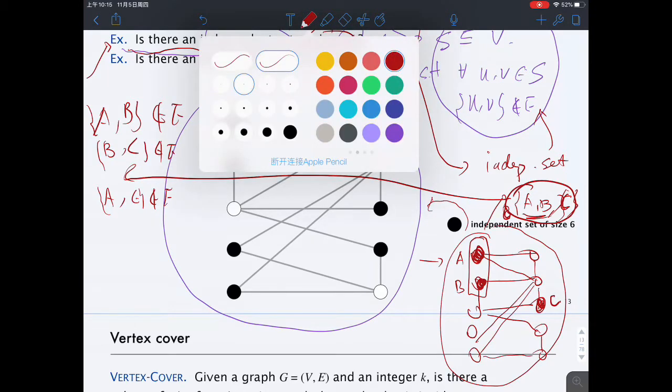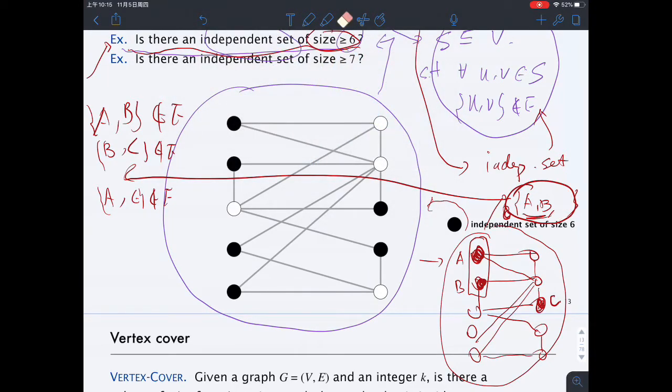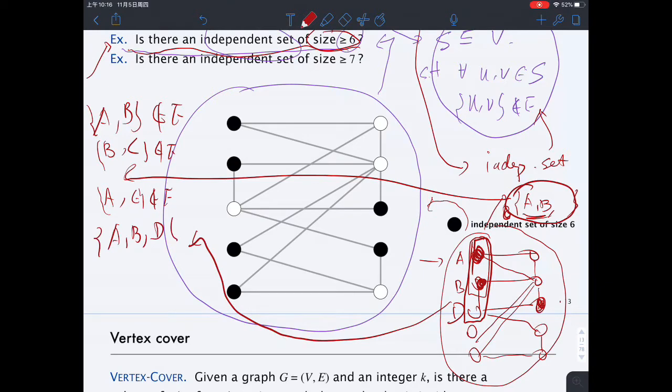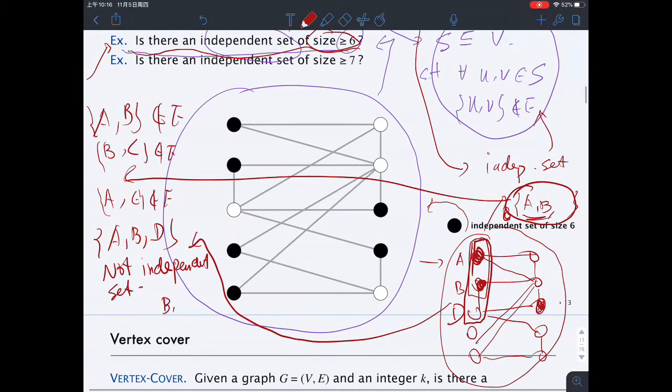Let me also give you an example that's not an independent set. Not an independent set means that if we let D be here, so if we have all three nodes, A, B, D, then this is not an independent set. Why is that? Because BD is an edge.